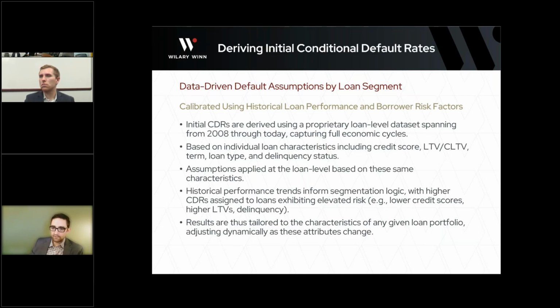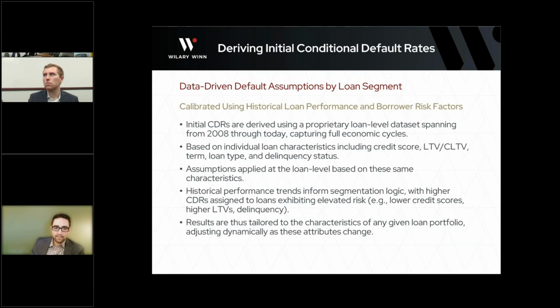Financial crisis is in there. COVID era is in there as well. We're using that historical data to analyze real loan performance across a range of borrower and collateral characteristics, which allows us to build default assumptions tailored to those very specific risk segments and then apply them at the detailed loan level based on the attributes of any given loan. So the main drivers of those initial CDRs are characteristics like credit score, loan to value, loan term or structure, loan type, as well as delinquency status.